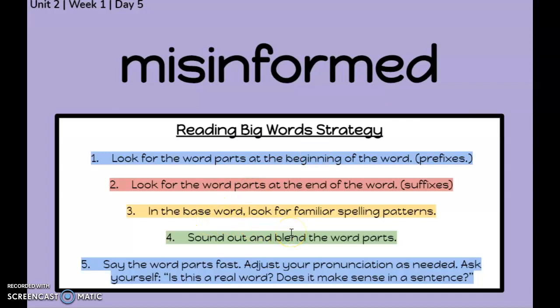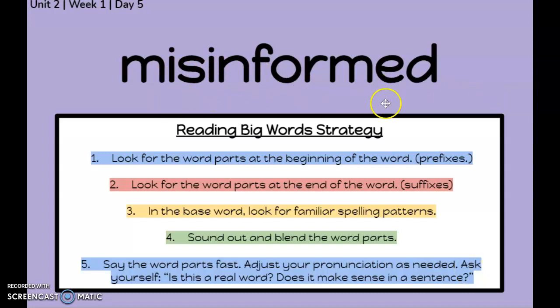In the base word, look for familiar spelling patterns. I know that I'm looking for my R-controlled vowel pattern today. Sound out and blend the word parts, and then say the word parts fast. Adjust your pronunciation as needed and ask yourself, is this a real word? Does it make sense in a sentence? So let's try this.